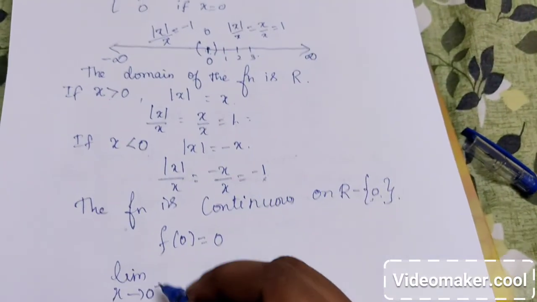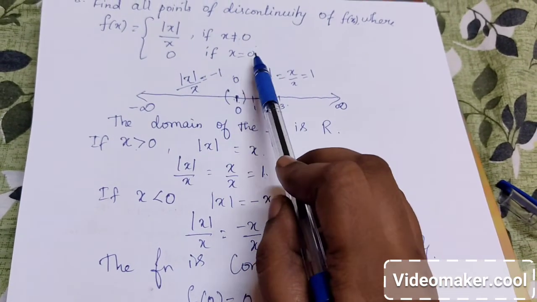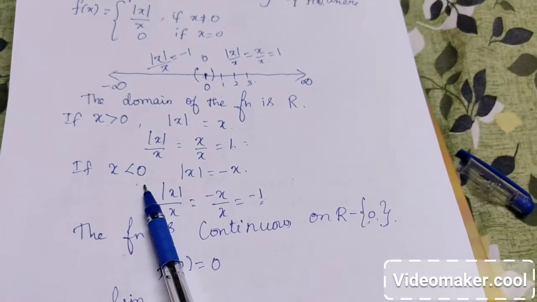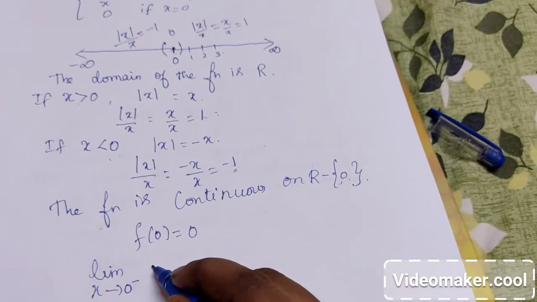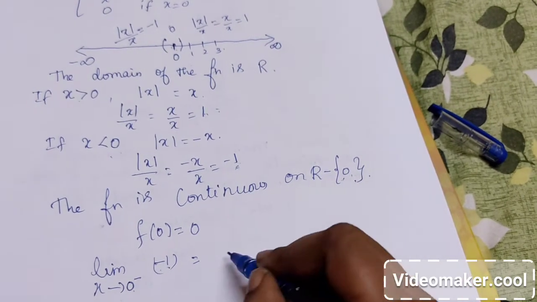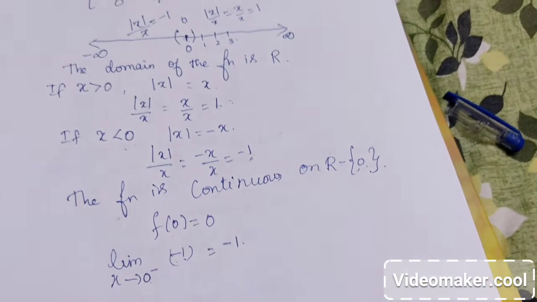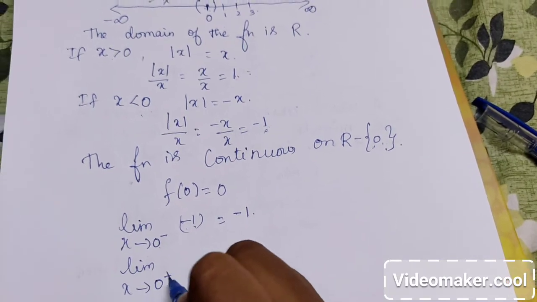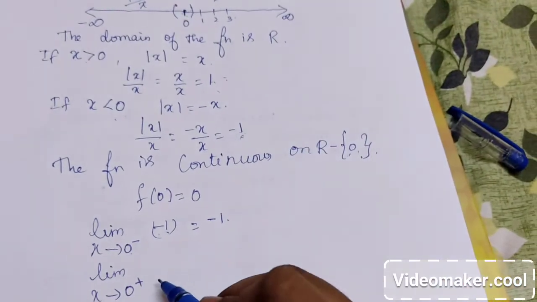In that case, for x less than 0, in the neighborhood we will have negative elements, so we'll get the function as minus 1. This term is independent of this 0, so we get minus 1. And for the right hand neighborhood, limit x tends to 0 plus, the elements are positive, so the function value will be 1.